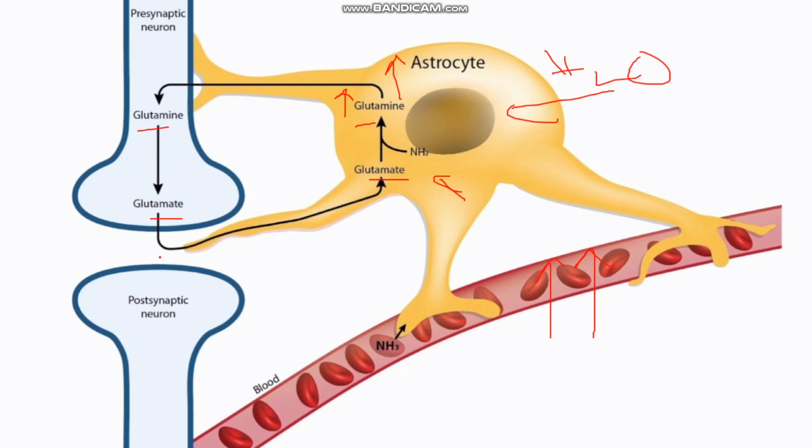So there will be a defect in neurological transmission. That is the key reason why hyperammonemia results in neurological deficits. Now let's move towards the cycle again.